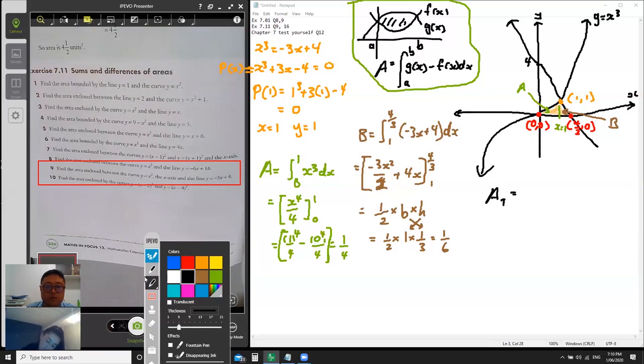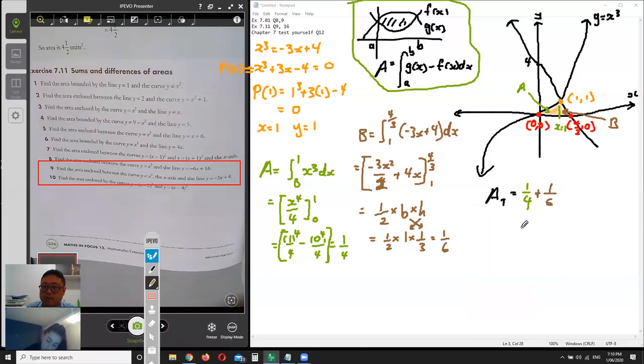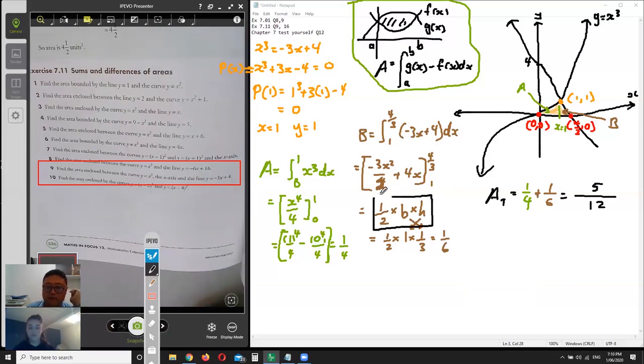So the total area is going to be equal to, what's it going to be? 5 on 12, plus 1 on 6, which is going to be 5 on 12. Did you say? Yeah. Cool. Got it? So this is just a triangle, so we just use the area of a triangle.